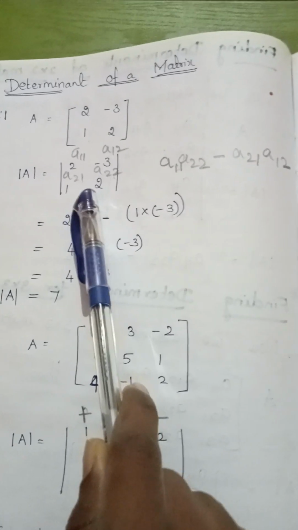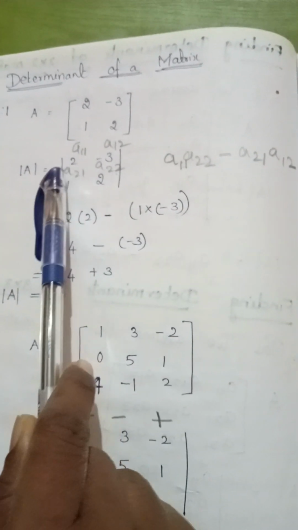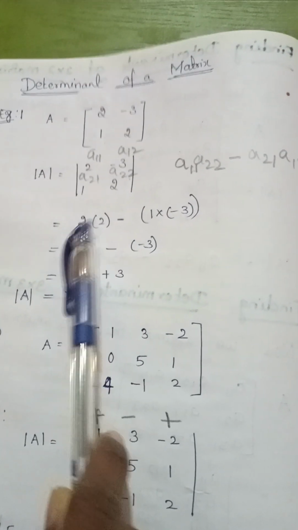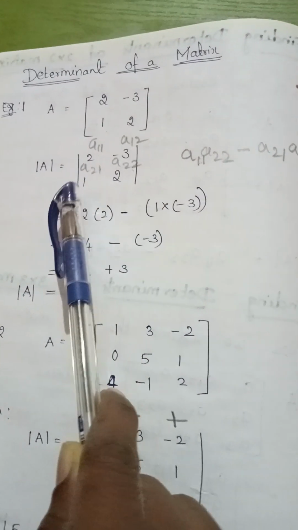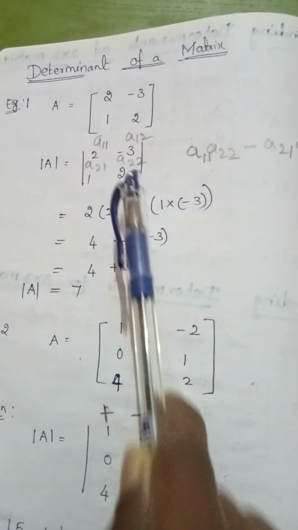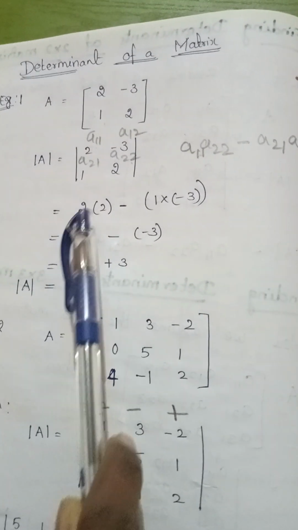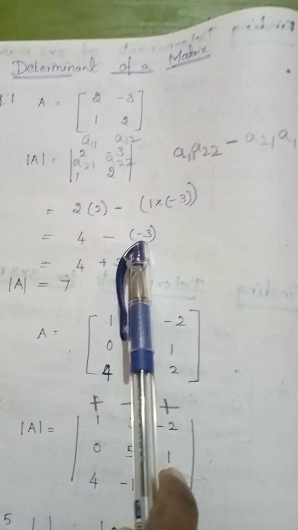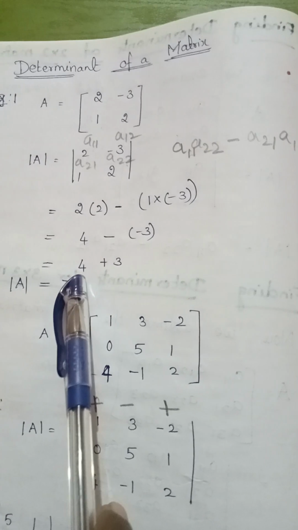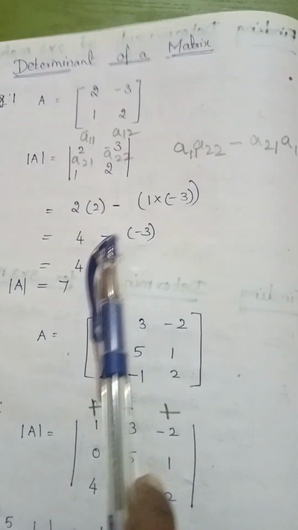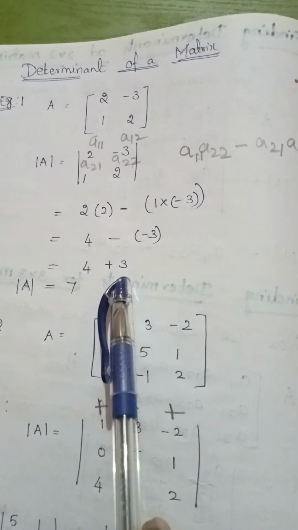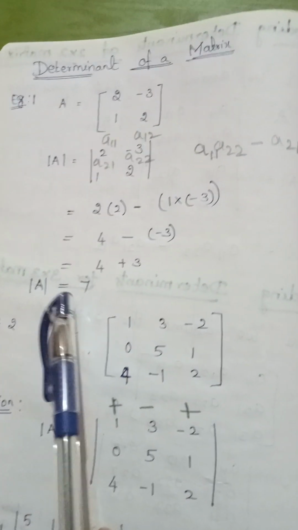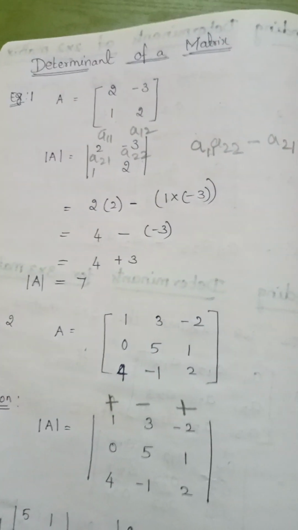So substituting these values in this formula. A11 into A22, 2 into 2, 4. Formula minus, next 1 into minus 3, minus 3. Next line, 4. First you multiply the sign, minus into minus plus, next 3. 4 plus 3, the value is 7. So determinant A is equal to 7.